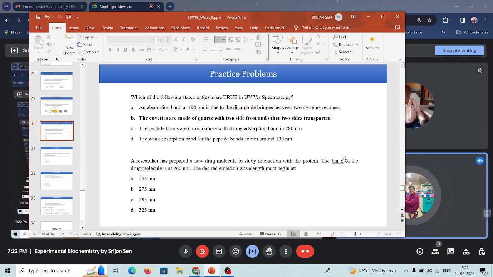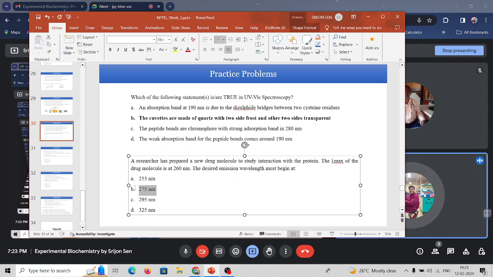So for this we need to keep one thing in mind: the emission should be at least 10 to 15 nanometer ahead of the excitation wavelength. Okay, so the gap has to be about 10 to 15. So if we see here, the correct option would most probably be 275 nanometer. Why is it so?